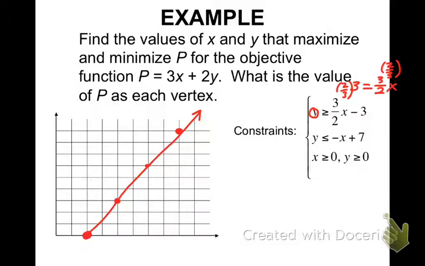Here my y-intercept is at 7. So put a dot at 7 on your y-axis. 1, 2, 3, 4, 5, 6, 7. And my slope tells me to do what? Down 1, over 1. Okay.